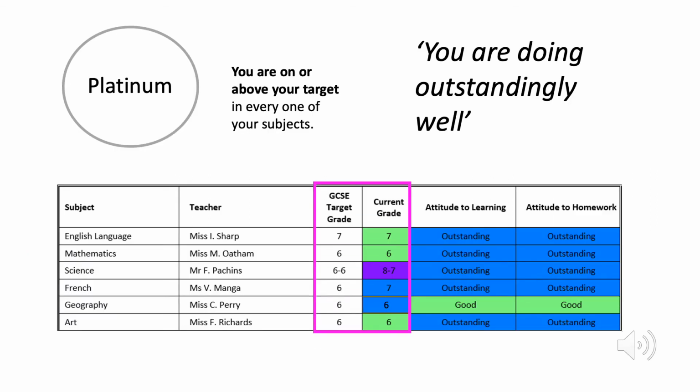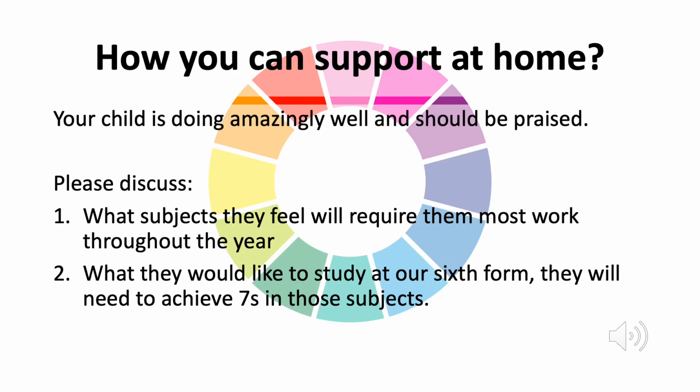Congratulations, your child has been placed in the Platinum group, the number 1 group. This means your child is on or above target in every single one of their subjects. This is an amazing achievement and you should be extremely proud of them. The message to your child is well done and keep up the good work. You should acknowledge their hard work and they should be praised for it.